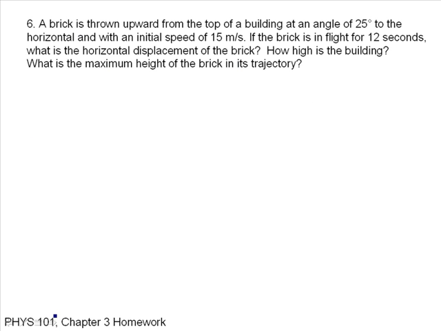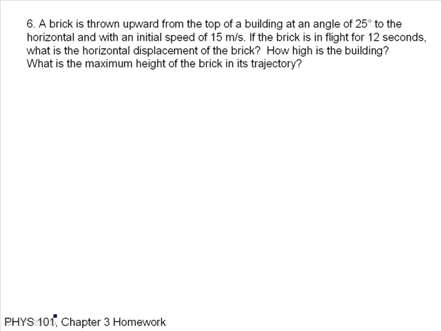A brick is thrown upward from the top of a building at an angle of 25 degrees to the horizontal and with an initial speed of 15 meters per second. If the brick is in flight for 12 seconds, what is the horizontal displacement of the brick? How high is the building? What is the maximum height of the brick in its trajectory?